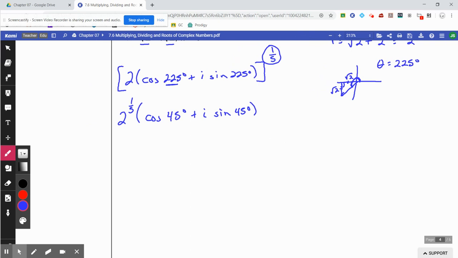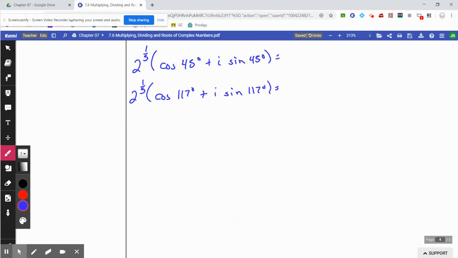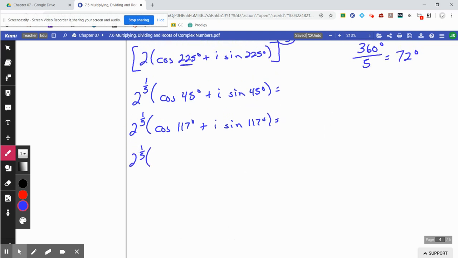Now, let's go ahead and figure out what the rest of our roots are. We should have a total of 5. And the way that we find out where they are located, we're going to take 360 degrees, or 2 pi, a full rotation, and divide it by 5 because we're going to have 5. And that means that I'm going to have a root that occurs every 72 degrees. So my next one's going to occur 72 degrees later. So that'd be the cosine of 117, which I definitely don't know, plus i sine of 117. And to find the rest of them, you're just going to keep adding that 72 degrees.